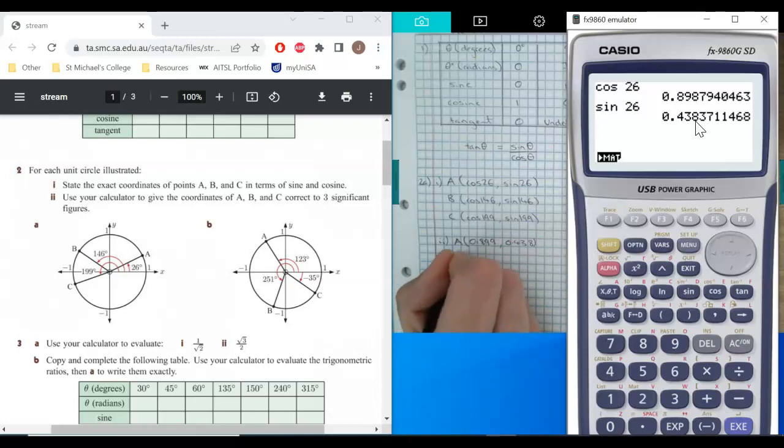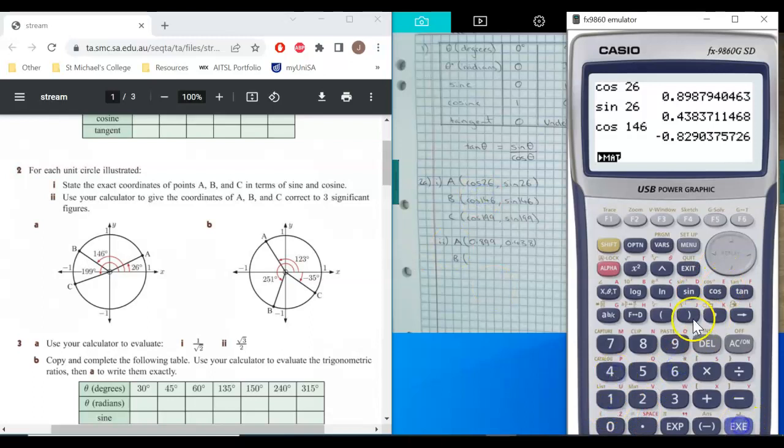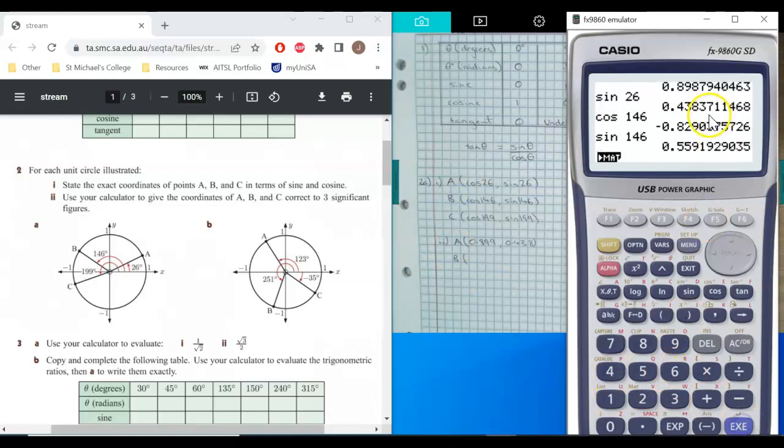Then for our next coordinate, we have cos of 146 and sine of 146. So you can see that we've got minus 0.829, and then for our sine coordinate, we've got 0.559.